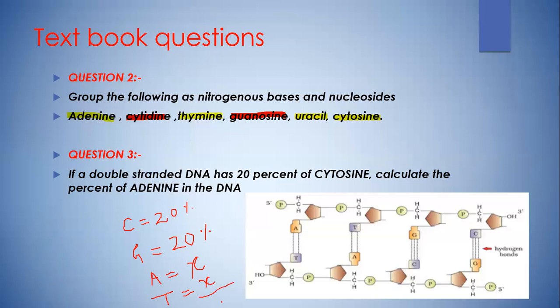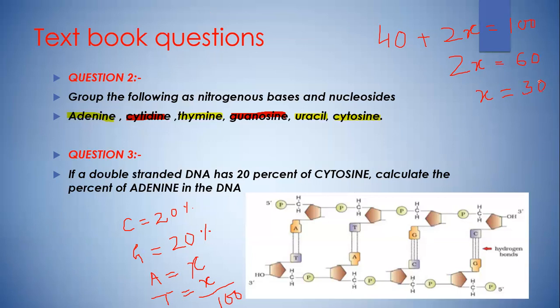And the total percentage we are taking is 100. So C plus G plus A plus T is equal to 100. C and G are 20 and 20, so 40, plus X plus X is 2X, equal to 100. We can easily find the value of X now. 2X is equal to 60, and X is equal to 30. So the percentage of adenine in the DNA is 30.